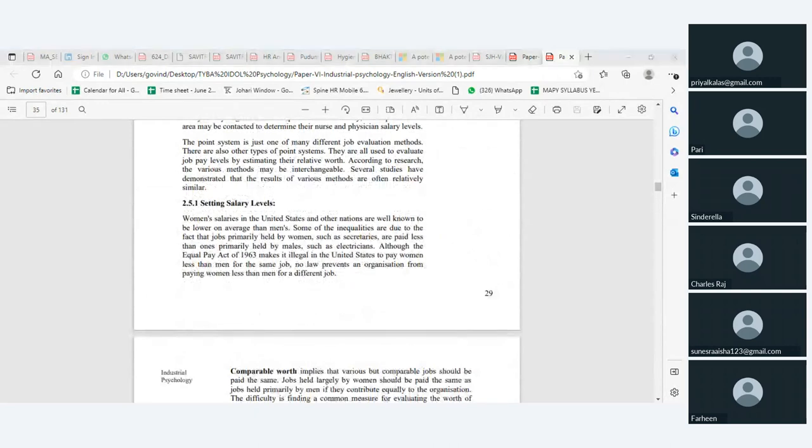Any question on this? Govind, I had a question: what is the difference between job analysis and job evaluation? It is the same, right? No.